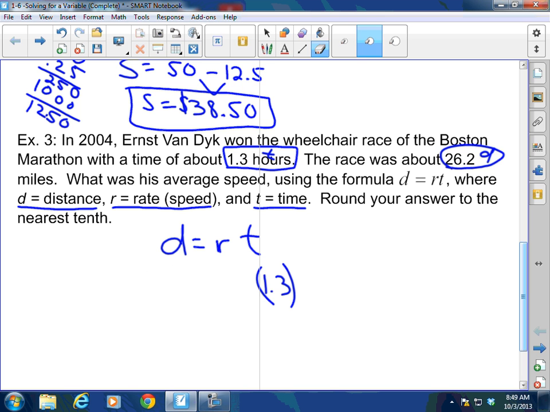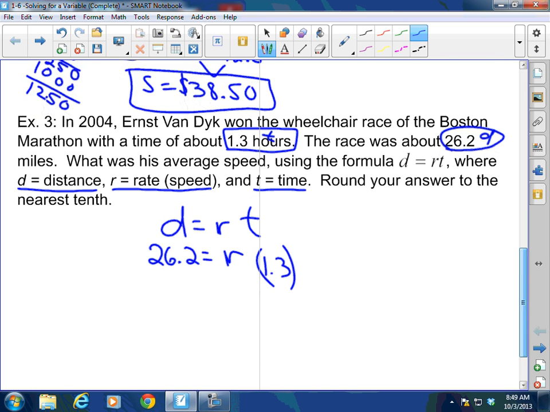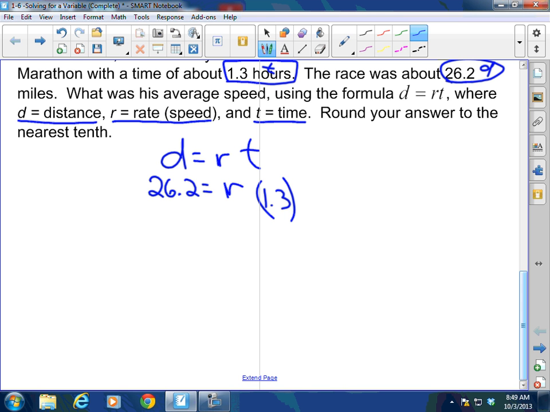What do I not have? What am I looking for here? The rate. So that's just plain old R. Does that make sense here, gentlemen? Now once I've evaluated it, now I can go ahead and solve. How do I solve for R here? How do I get that bad boy all by itself?